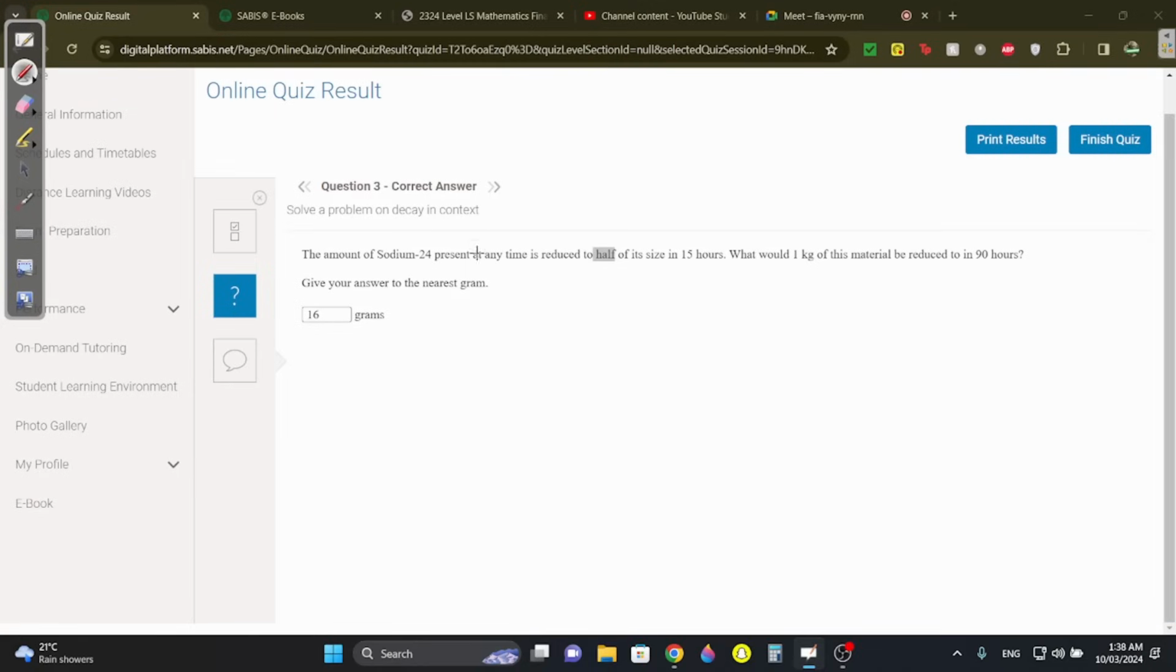Let's apply this here. The amount of sodium 24 present at any time is reduced to half of its size in 15 hours. What would 1 kg of this material be in 90 hours? So Q equals Q naught times e to the power of minus rt, or Q final. This is the formula. But you need this r to solve. First we have to find r by doing ln half over minus 15, because that's the time here. So you get r. Let me actually do it.